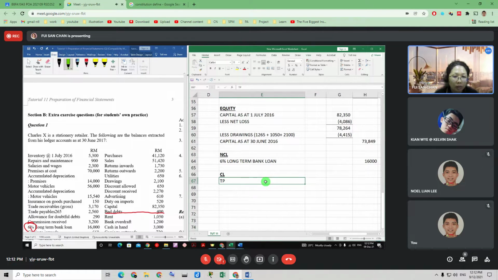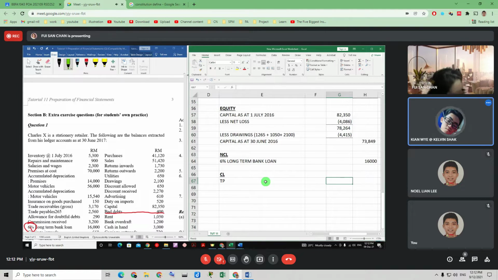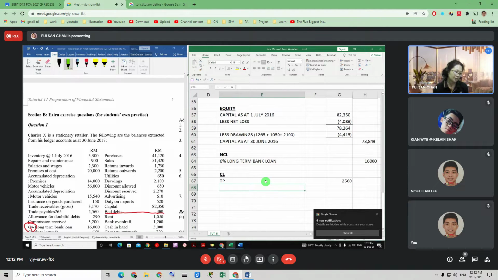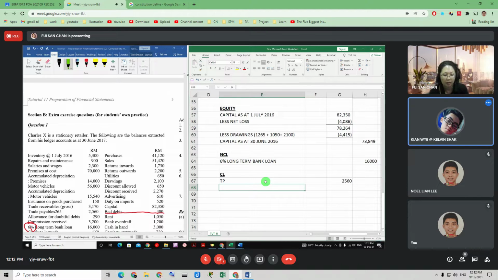Okay, so trade payable. How much is the trade payable? Yeah, Kevin, how much is the trade payable? 2,560. Yes. Correct. What else? The bank overdraft. Okay, good. Bank overdraft. What else?